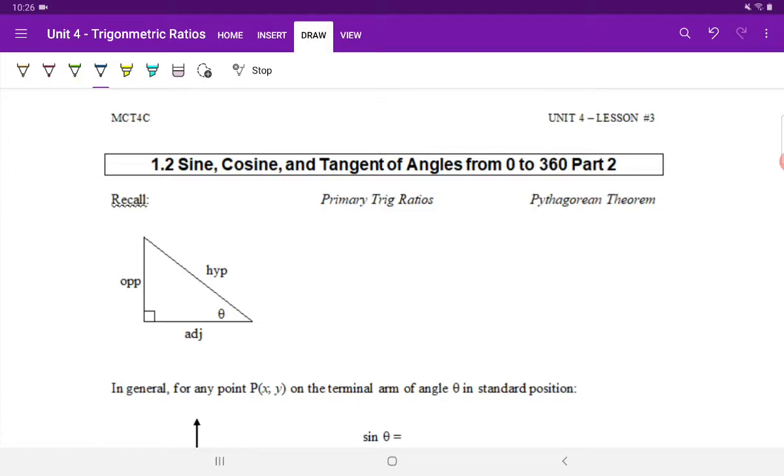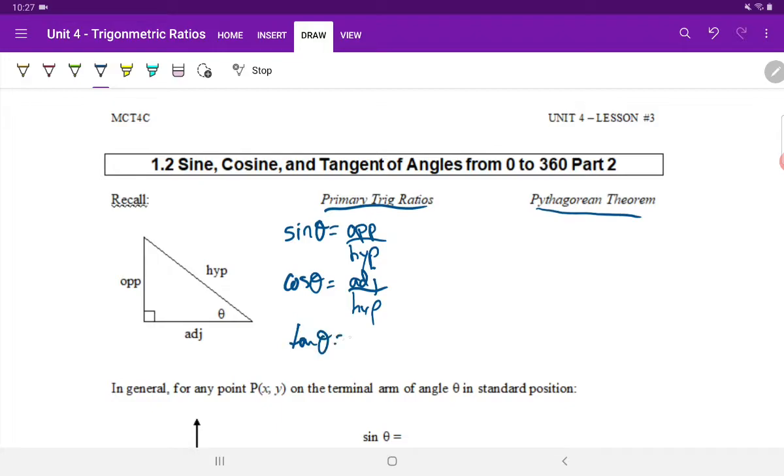let's first recap what our primary trig ratios are as well as our Pythagorean theorem, because we will need both for every question here that we do today. So just a quick recap that sine theta is opposite over hypotenuse. Cos theta is adjacent over hypotenuse. Tan theta is opposite over adjacent, right? SOHCAHTOA.